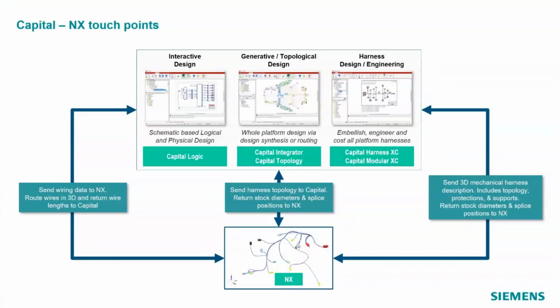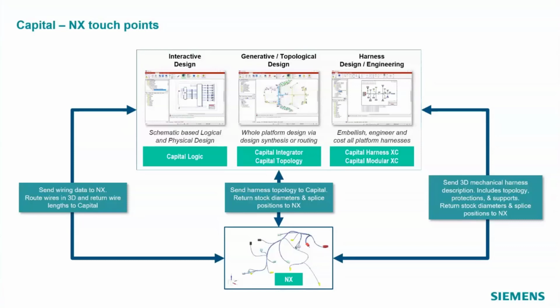With Capital Logic, we have the ability to send wires to NX and have them routed and wireless returned. In the topological tools, we can import the bundle topology and have routed or synthesized wiring. We can then calculate bundle diameters and splice positions and return them back to NX. And finally, with Capital Harness XC and Modular XC, we can pull the full mechanical description of the harness parts, including bundle protections and supports, and have the wiring synchronized. So this process also eliminates the need to have any wiring in the MCAD tool if desired.